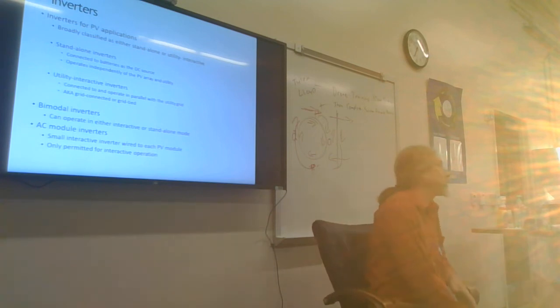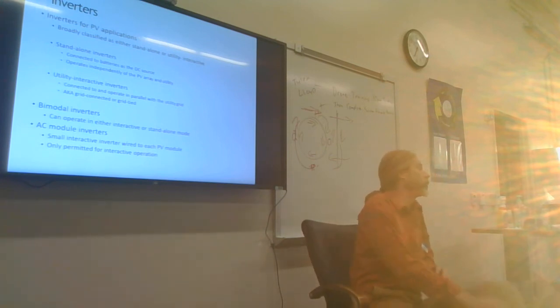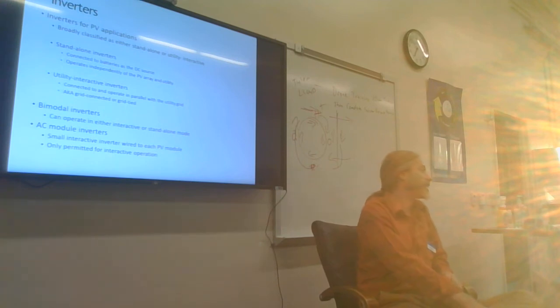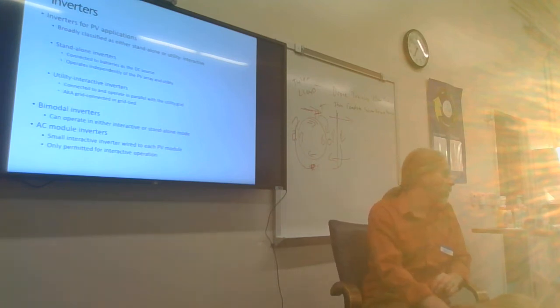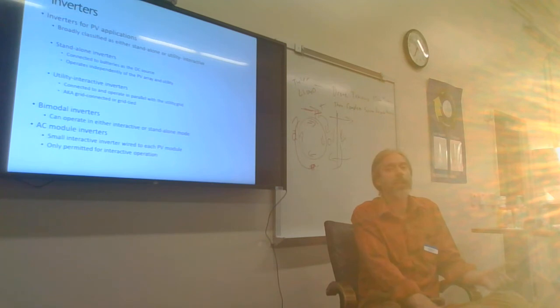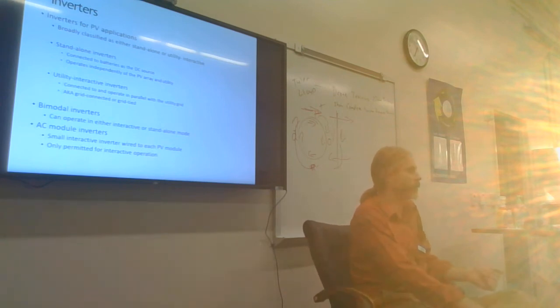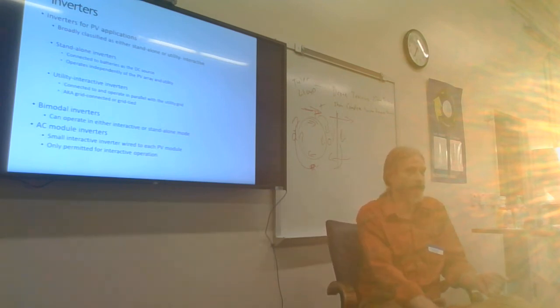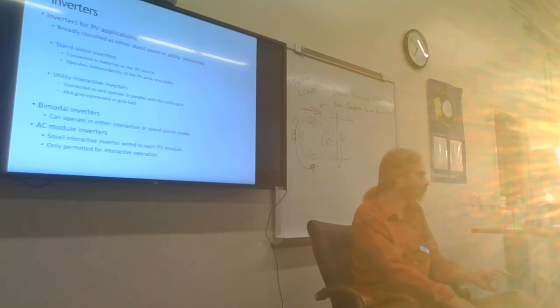So they can broadly be classified as either standalone or utility interactive. A standalone inverter is powered by batteries. It's connected to batteries as the DC power source, and it operates independently of the PV array and the utility. In other words, a hailstorm comes and destroys my PV array. It's not going to affect my standalone inverter because it is powered by the batteries, not the array.